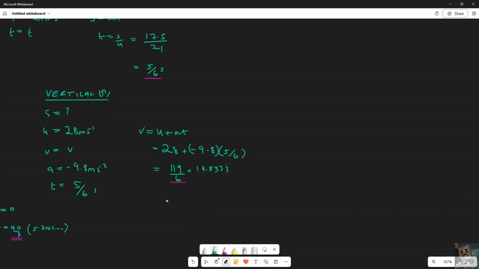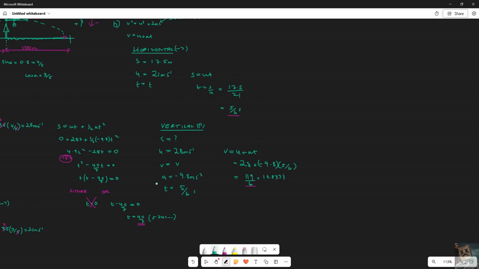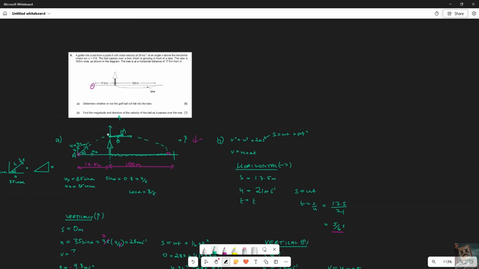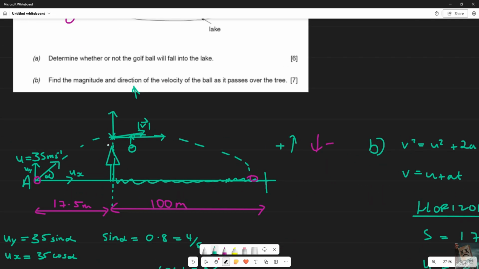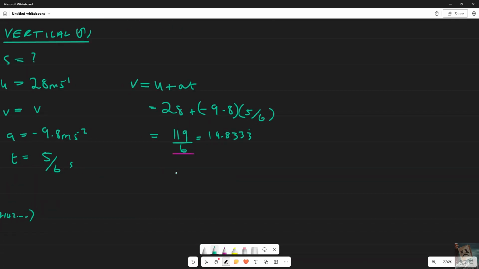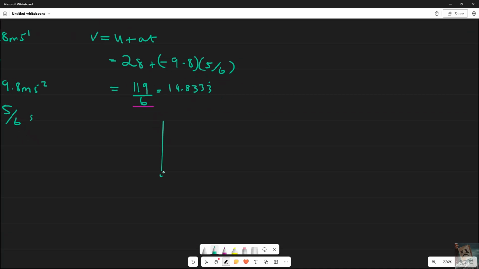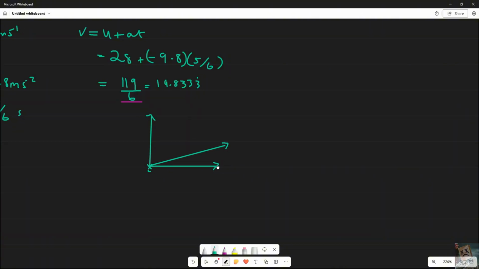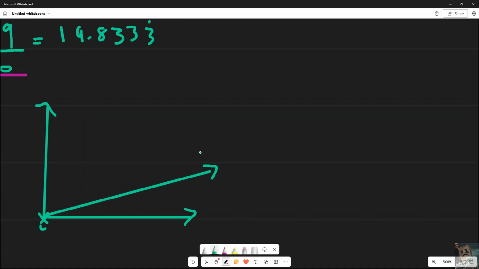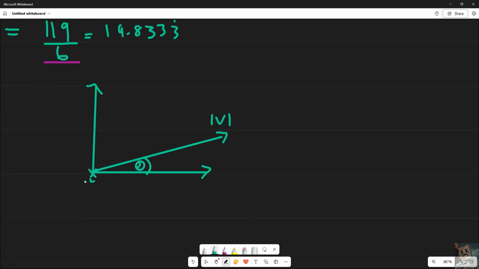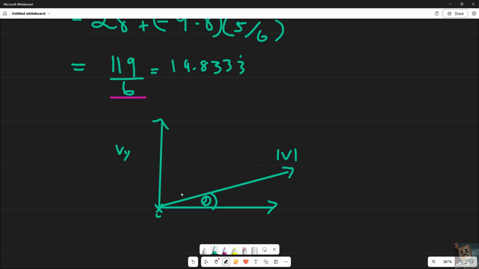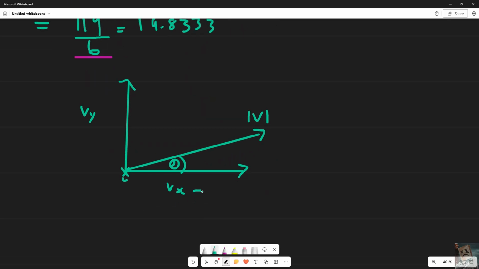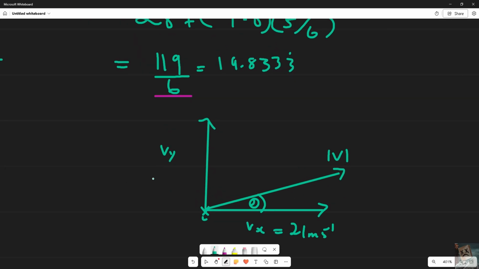And then we're going to make a little diagram. So let's take this bit by here, and make our own little diagram down here. So this is the top of the tree as it passes, and it's going like that. The question is asking us to find the magnitude and the direction. So the magnitude would be this, and then the direction is this. So this is Vy, and this is Vx. Vx is 21 meters per second, and Vy is 119 over 6 meters per second.